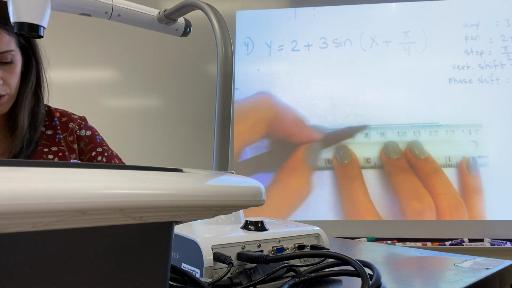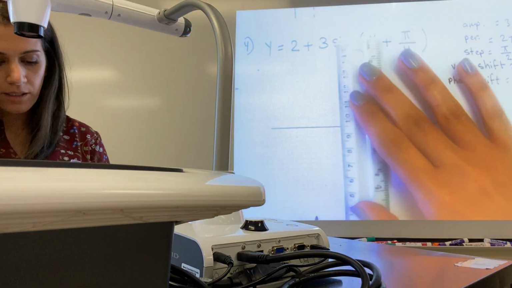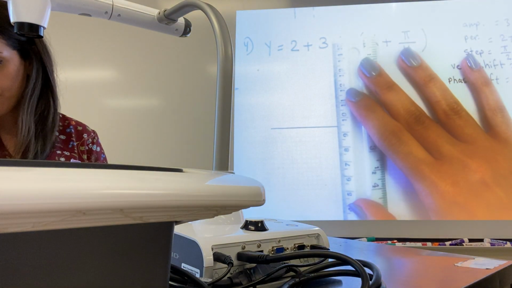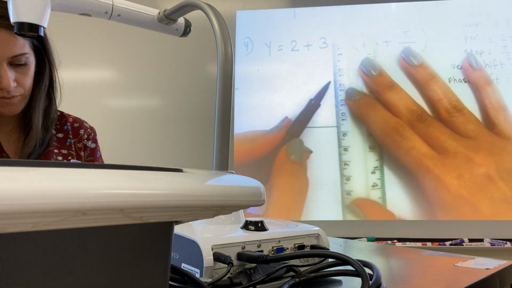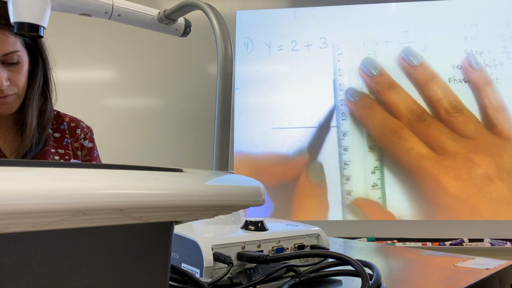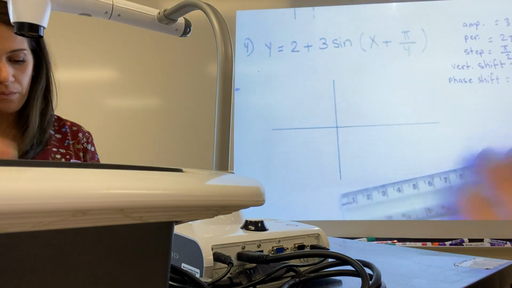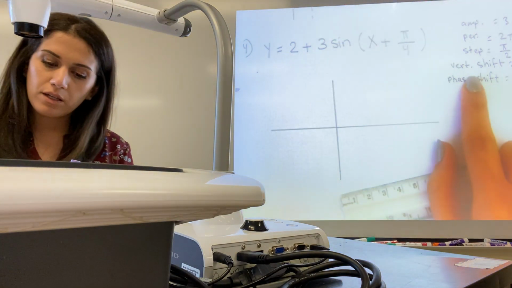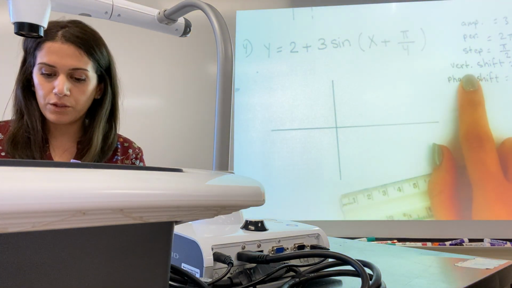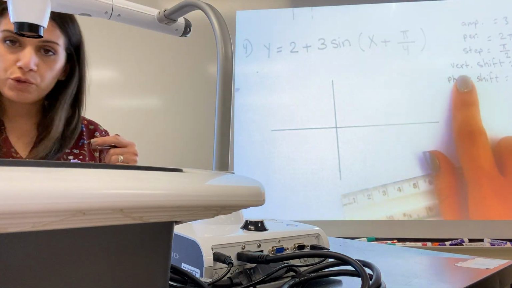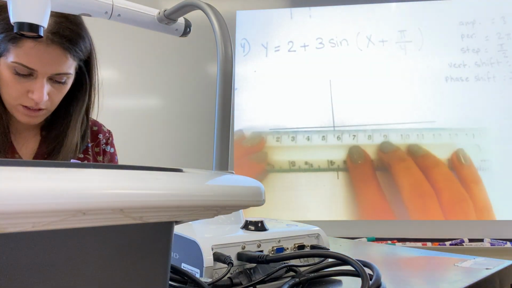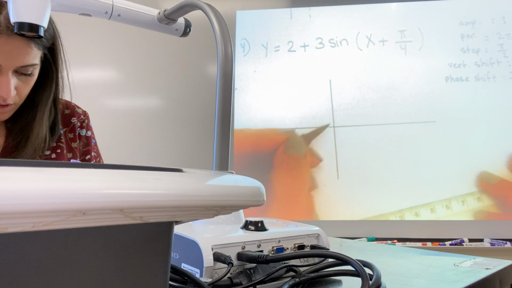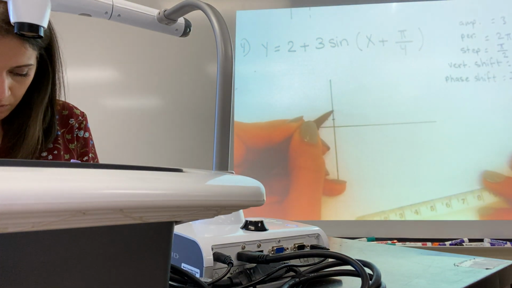So we're going to first graph our x and y axis as usual. But we will create a new x-axis that is 2 units up. So if this is 1, this will be 2.